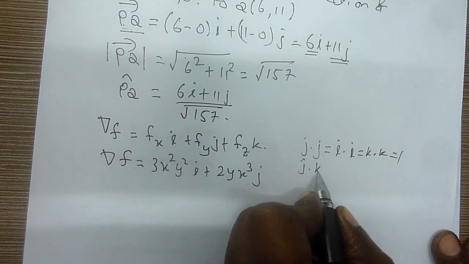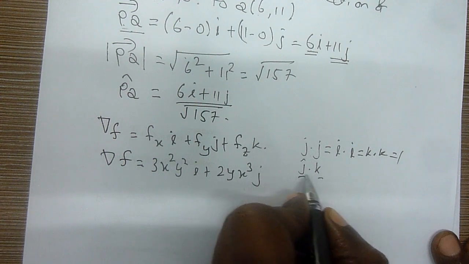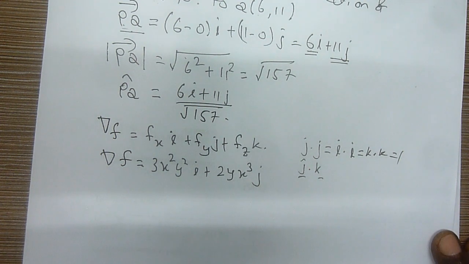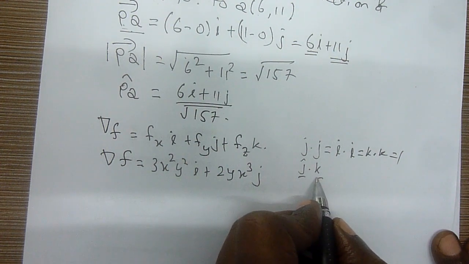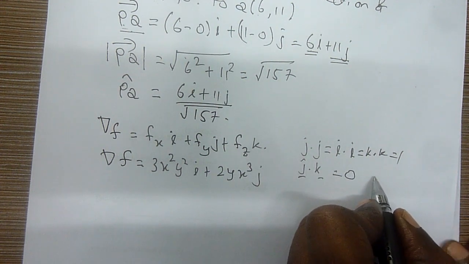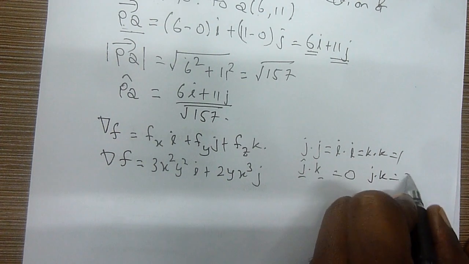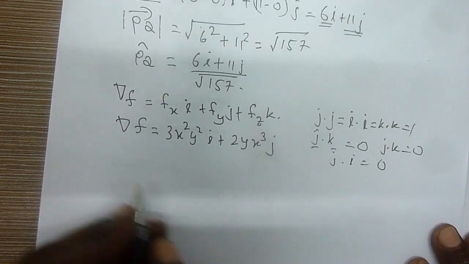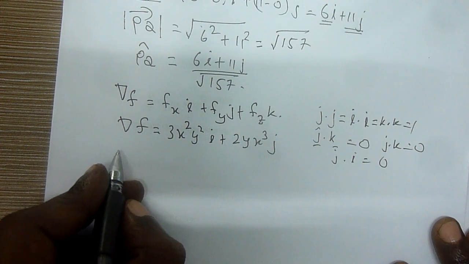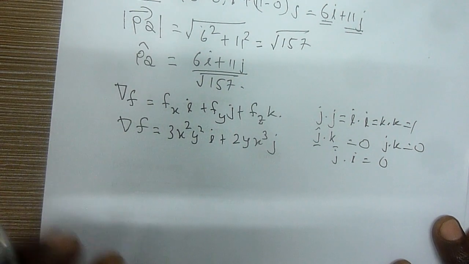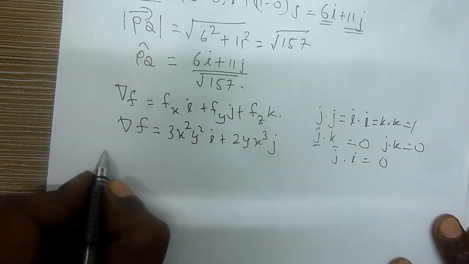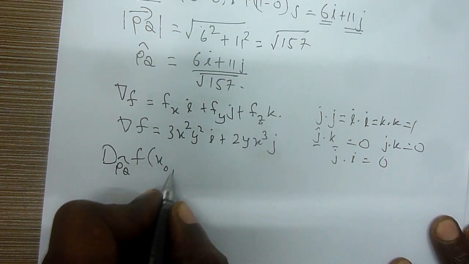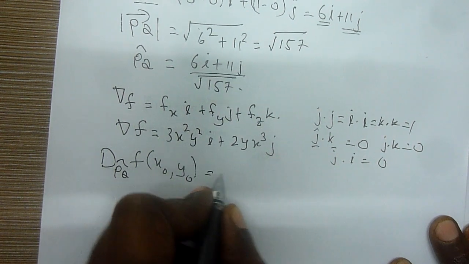But if you combine different combinations of the unit vectors, you will get 0. Okay, j with k, you will get 0. j with i, you will get 0. Therefore, when I combine the PQ with the del F at x naught, later we are able to calculate.